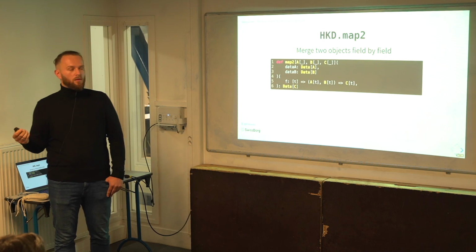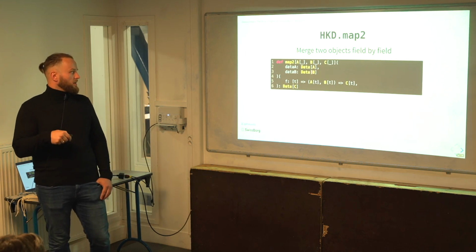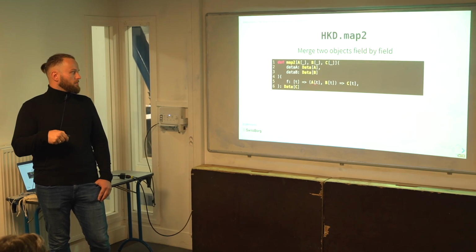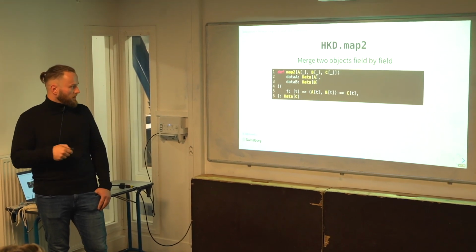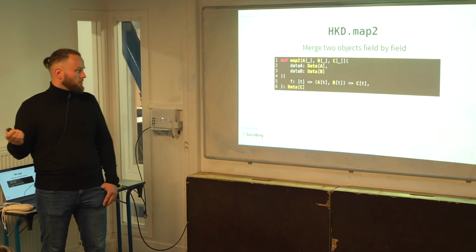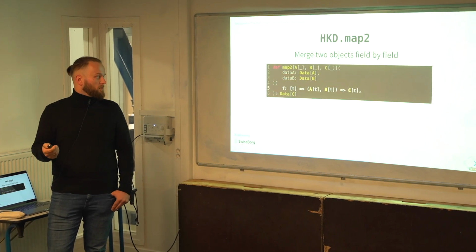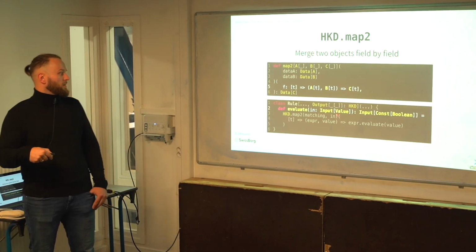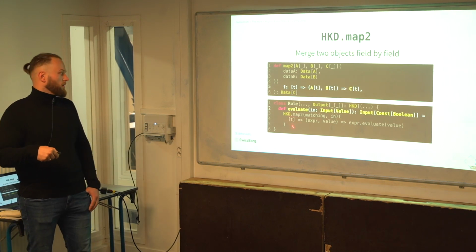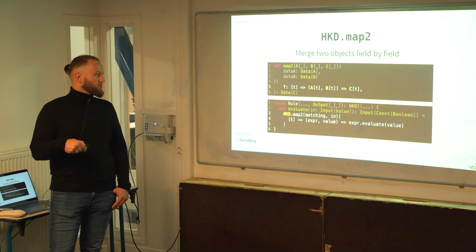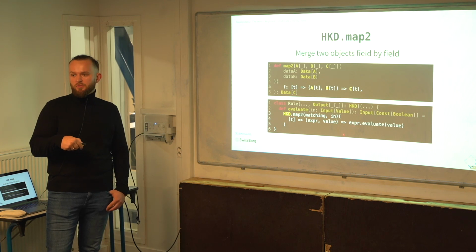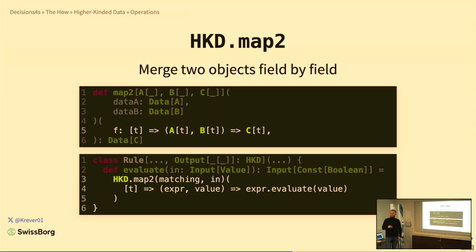Now map2 allows us to merge. We have a data of A, a data of B, and a function from A of t, B of t to C of t, and then we get a data of C. So we take two instances, merge them together, field by field, and produce a result. How is that useful? In the evaluate, where we take the input of values, we merge it with the expressions. The unary tests, if you remember, are expressions of a function from t to Boolean. So we evaluate, this produces a function, we apply that function with the input and get the result.